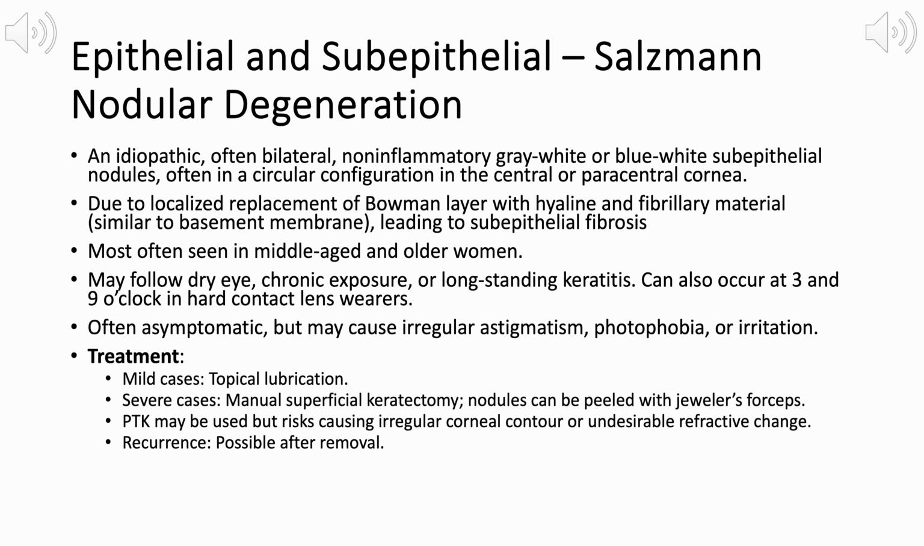Saltzman nodular degeneration is an idiopathic, often bilateral, non-inflammatory condition characterized by gray-white or blue-white subepithelial nodules, usually arranged in a circular pattern in the central or paracentral cornea. These nodules form due to localized replacement of the Bowman layer with hyaline and fibrillary material, similar in structure to the basement membrane, which leads to subepithelial fibrosis.